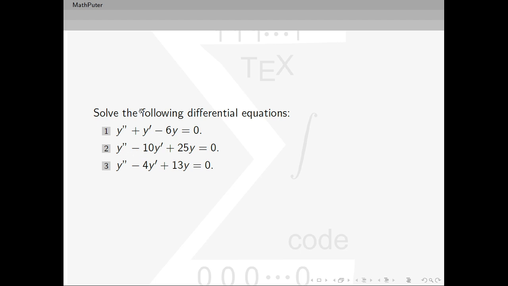Okay, now let us discuss how do we find the complementary solution. We shall discuss these three examples parallelly. y double dash plus y dash minus 6y equal to 0, the first example. The second one is this, y double dash minus 10y dash plus 25y equal to 0. And the third example is y double dash minus 4y dash plus 13y equal to 0. So let us solve all these three examples.